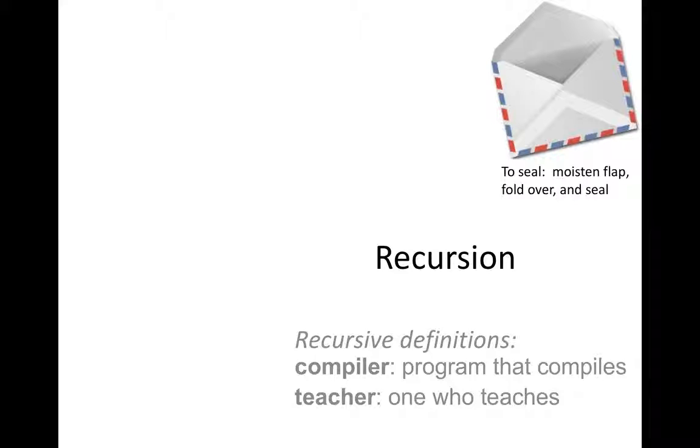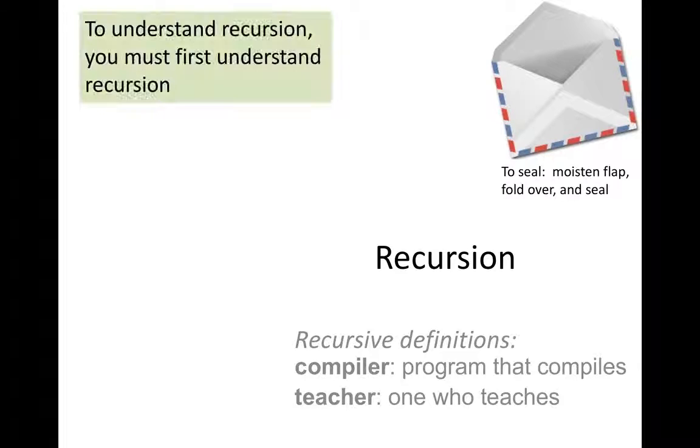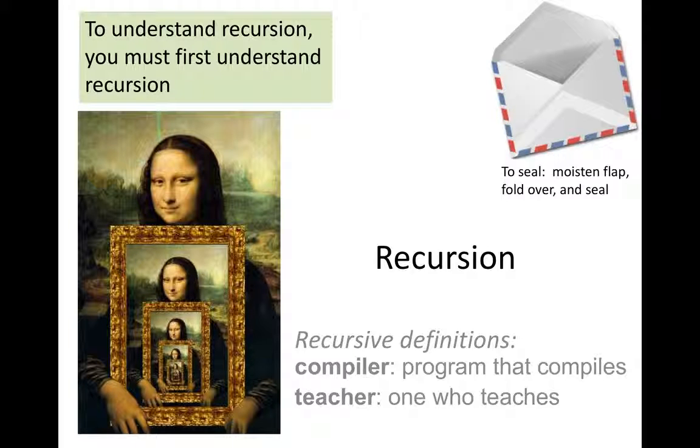You might have seen recursive definitions in a dictionary or another course. A compiler is a program that compiles. A teacher is one who teaches. These definitions aren't very useful per se, but they're recursive definitions. To understand recursion, you must first understand recursion. And lastly, recursive art. In this painting, we have Mona Lisa holding Mona Lisa infinitely.